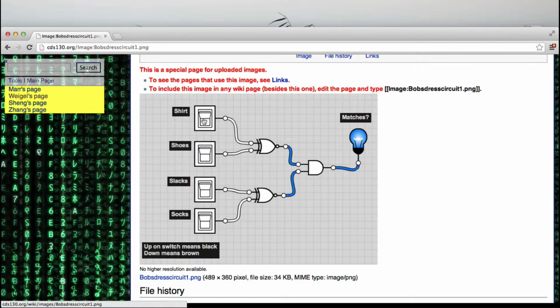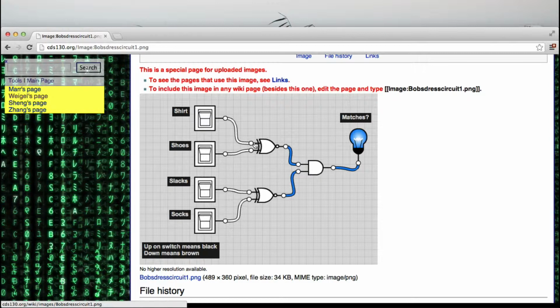We have a light switch here, and this is a special kind of light switch such that when the light switch is up, as are all four of these, that means the switch is off. There's no power going out of it. So here's an example where I have the light switch flipped up in all four cases, which means all switches are off, and that means I've selected all black clothing. Up on the switch means black, and down means brown.